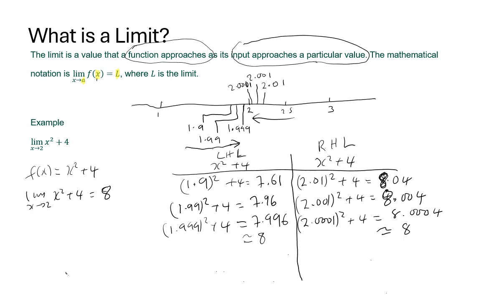Another alternative method is to just substitute 2 instead of x. So let me write it. The limit of x squared plus 4 is equal to, instead of x, I substitute 2, so 2 squared plus 4, which is 4 plus 4. So this is 8.